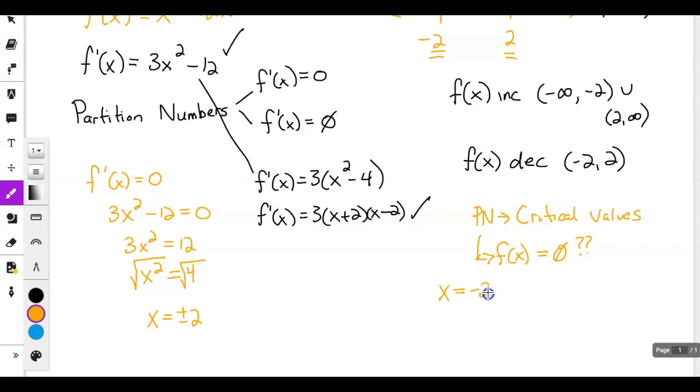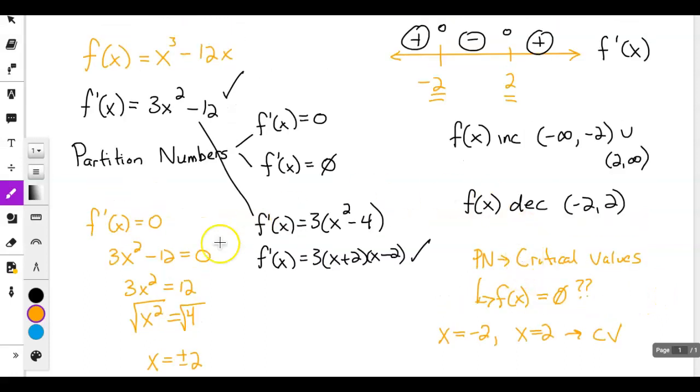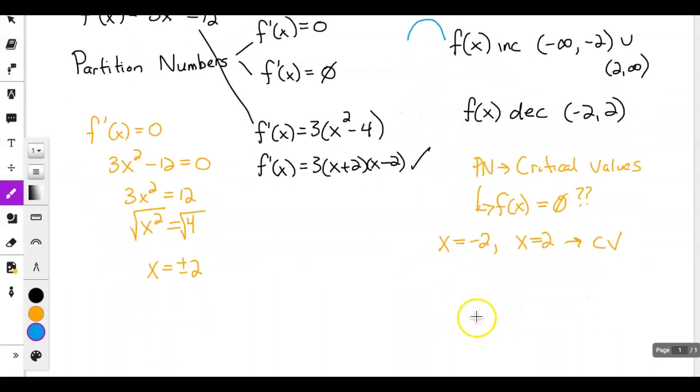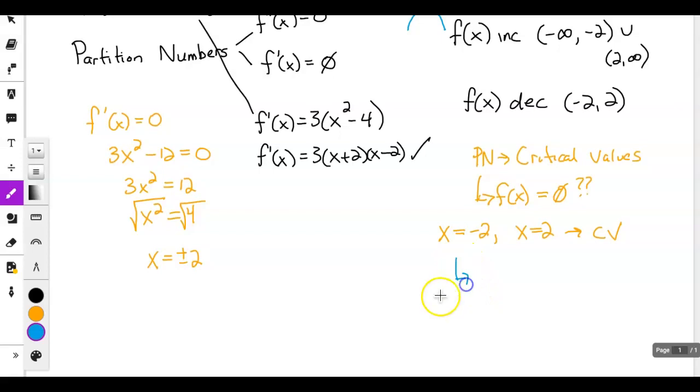So x equals -2 and x equals 2 are critical values. Now, if we go back here to our sign chart, we can see that our sign chart goes from being positive to negative. So that means our graph goes from increasing to decreasing at -2. That means that -2 is a relative max.